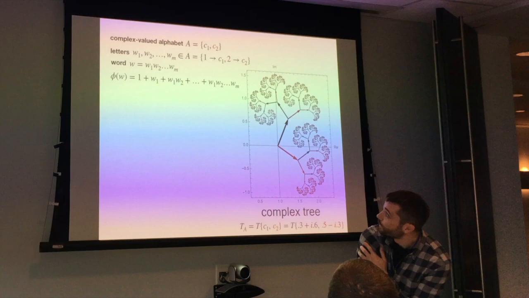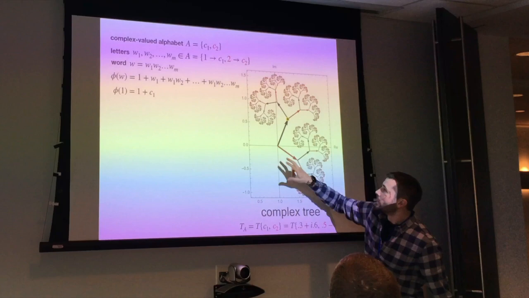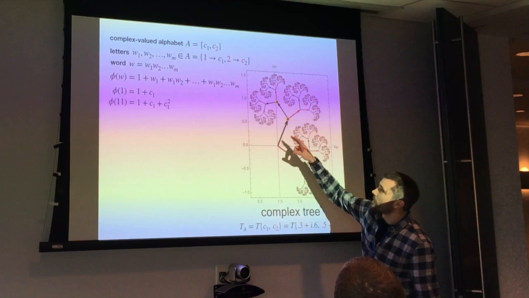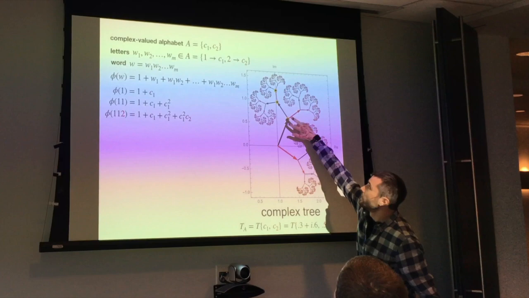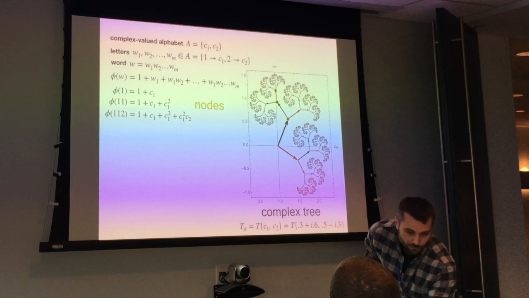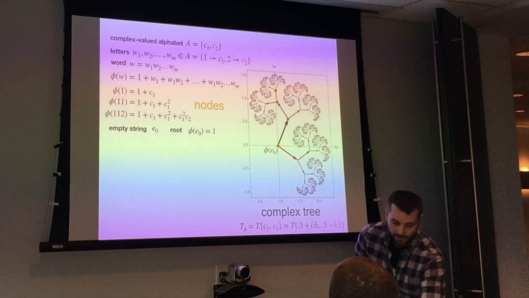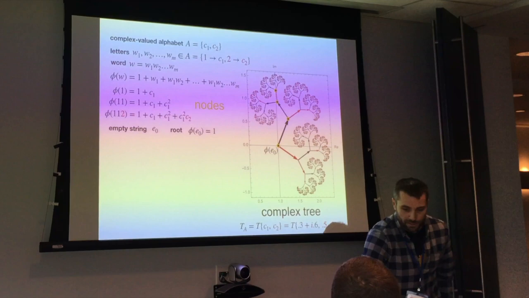But for example, this initial node is 1 plus C1 in black, and then 1-1 is just like the geometric series style. But now if you take 1-1-2, then it's just taking the right branch instead of keeping with the red branch. So when the word is finite, I call these nodes of the tree. And the very important one is the empty string, which is mapped to the root of the tree. That happens for all n-ary trees. And then what happens if you have infinite words?